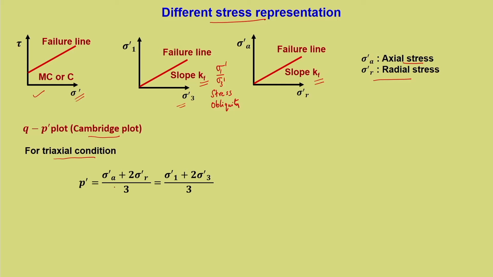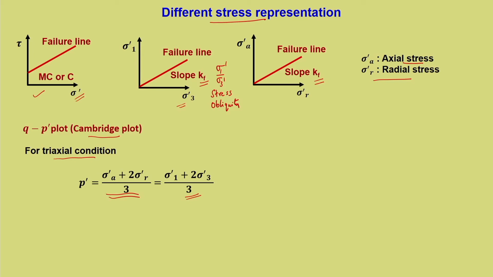Let me make one point clear here. It is always better to write in general terms, and by general terms I mean in terms of axial and radial stresses. Why? Because whether sigma A dash, the axial stress, equals the major principal stress will depend upon certain conditions. We will see that in the subsequent slides. So, I would always suggest that we write p dash and q in terms of axial and radial. For the time being, let us not worry about the major and minor principal stresses.